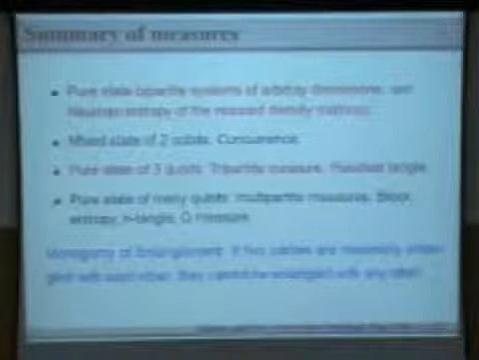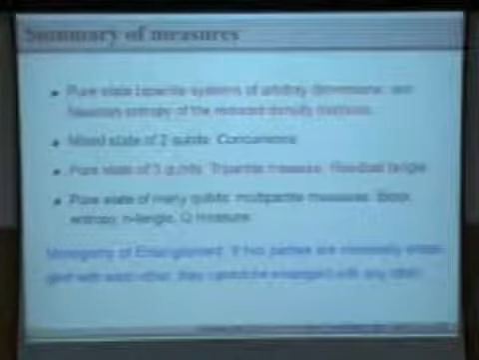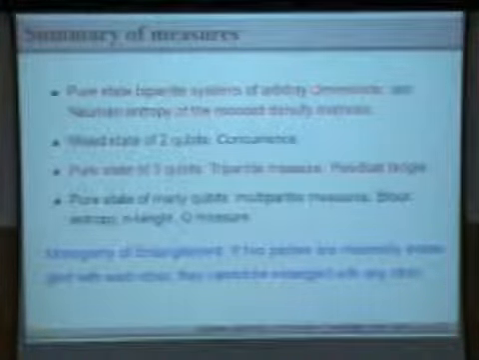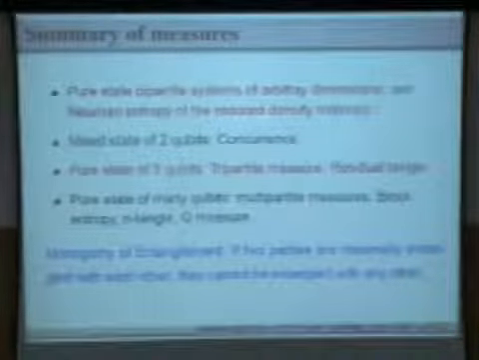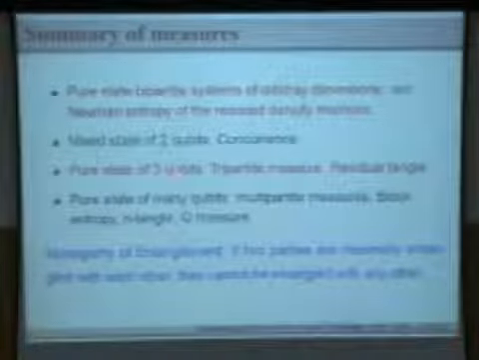Okay, so I think this is just a summary of these things. If you have a pure state bipartite system of arbitrary dimensions, not just qubits, the von Neumann entropy of the reduced density matrices is good. If you have a mixed state of 2 qubits, then the concurrence measure is good.